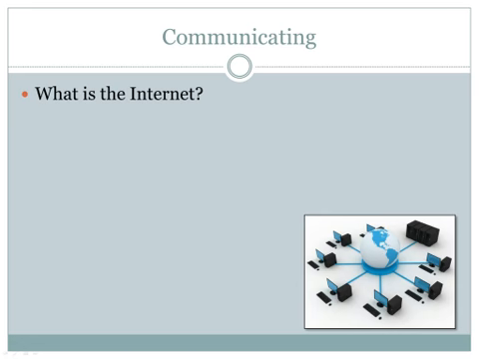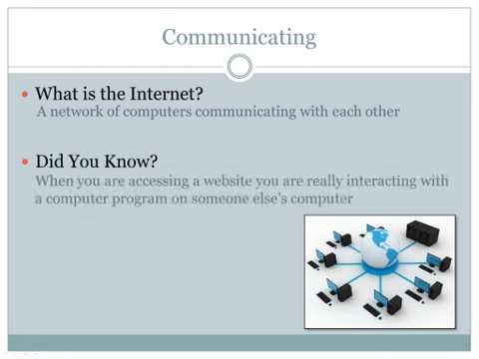And the internet is basically a network of computers communicating with each other. You can basically look at the picture that we have here in the bottom right corner and get the gist of it. Across the world, different computers are able to communicate with each other, and that allows us as users to communicate with each other. This allows computer programs like Facebook and Twitter to become very powerful. So basically the idea is that when you are accessing a website, you're really interacting with a computer program on someone else's computer.